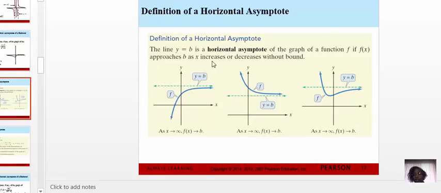It also is important to note, as the definition says, that x can also be decreasing without bound. Now in the three pictures that are shown here, x is increasing without bound. But it is possible to have a horizontal asymptote, as we showed in an earlier example, when the x value is decreasing without bound, the function can also be approaching the horizontal asymptote. We don't have a picture of that in these three examples, though.